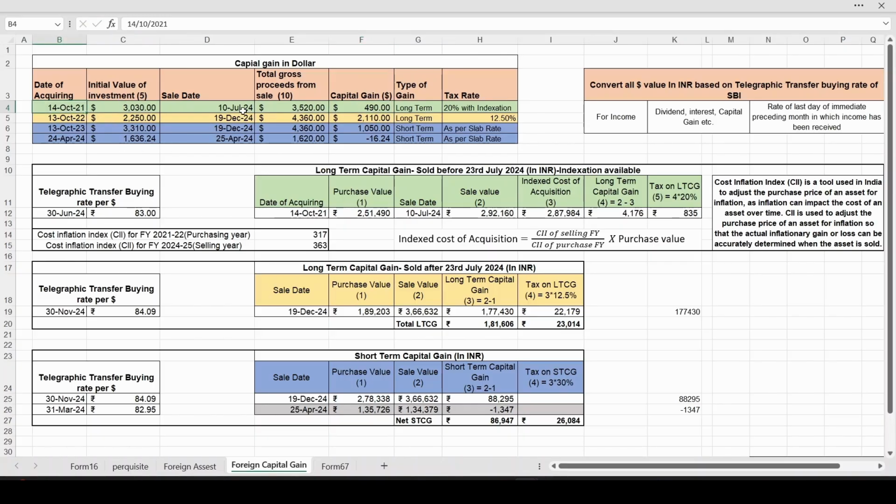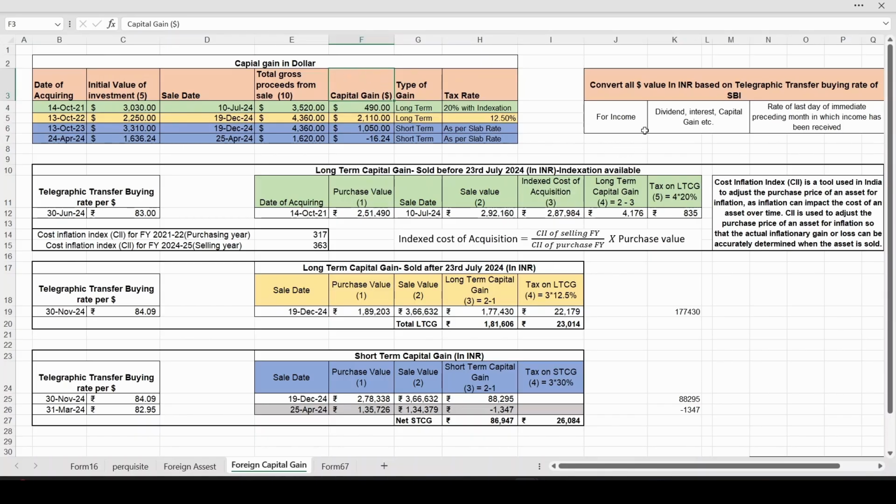For the first entry, the holding period is more than 24 months. So that will be classified as a long-term capital gain, and shares were sold before 23rd July 2024. So tax would be at the rate of 20% and indexation benefit will be available. For the second entry, the holding period is also more than 24 months. So that would be classified as a long-term capital gain, but shares were sold after 23rd July 2024. So that would be taxed at the rate of 12.5%. And for the third and fourth entry, the holding period is less than 24 months. So that would be classified as a short-term capital gain and taxed as per slab rate.